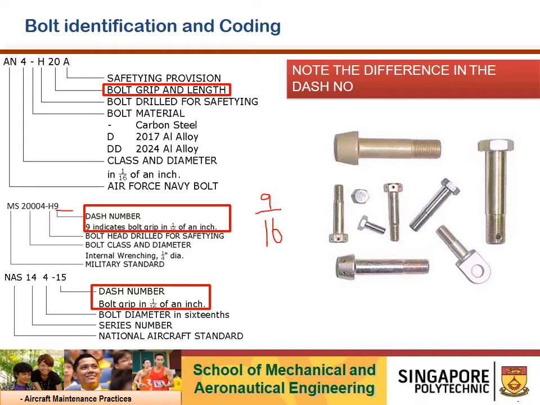Sorry, 5/8, not 2/8, divided by 2. All right, so this is the grip length. Same thing, 15 for NAS14. 14 represents the series number. 4 represents the bolt diameter in 1/16 inch. 15 represents the grip length, which is also in increments of 1/16 inch.